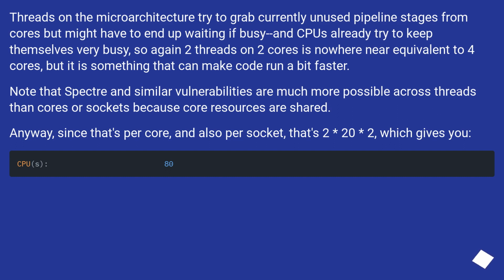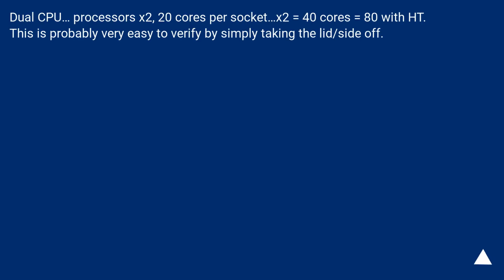Note that Spectre and similar vulnerabilities are much more possible across threads than cores or sockets because core resources are shared. Anyway, since that's per core, and also per socket, that's 2 times 20 times 2, which gives you 80. Dual CPU, processors x2, 20 cores per socket, x2 equals 40 cores equals 80 with hyperthreading. This is probably very easy to verify by simply taking the lid/side off.